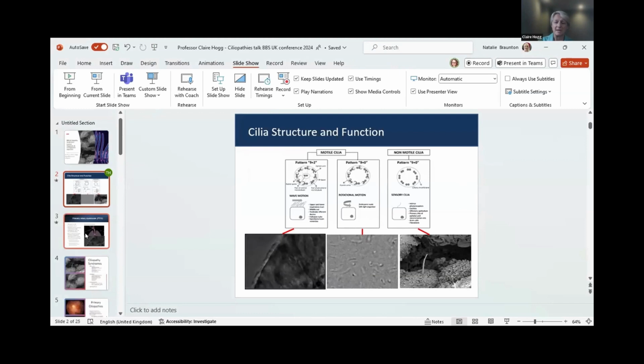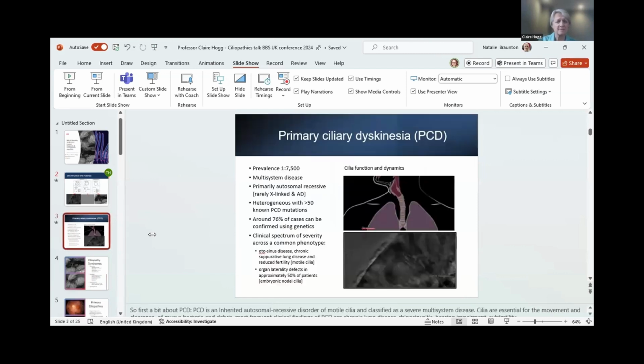So as you can see at the top, I've put in a schematic of the different structures of what those would look like when we look at them using electron microscopes. So can we go to the next slide, please? So I just wanted to give you a little bit of background about primary ciliary dyskinesia.